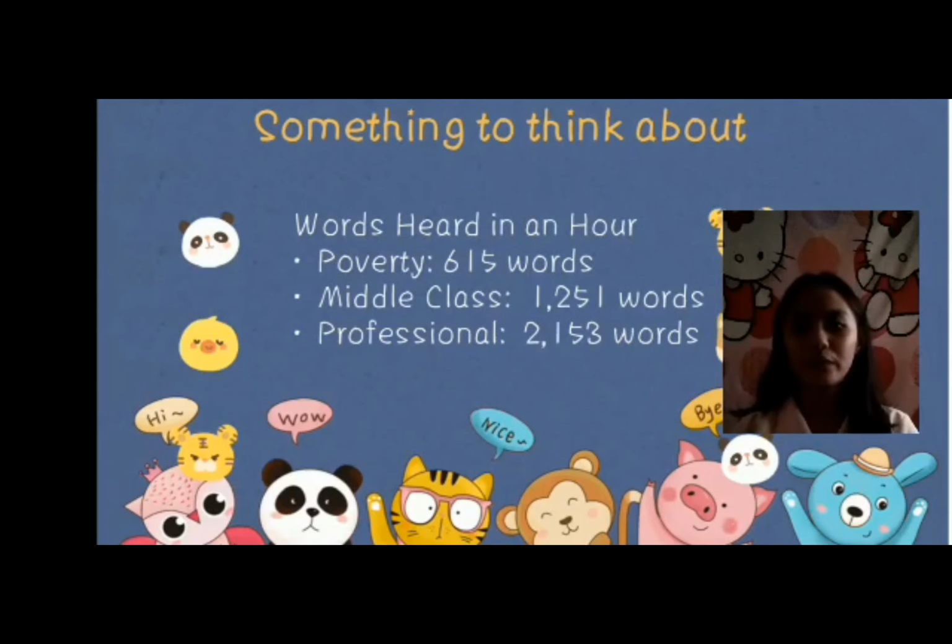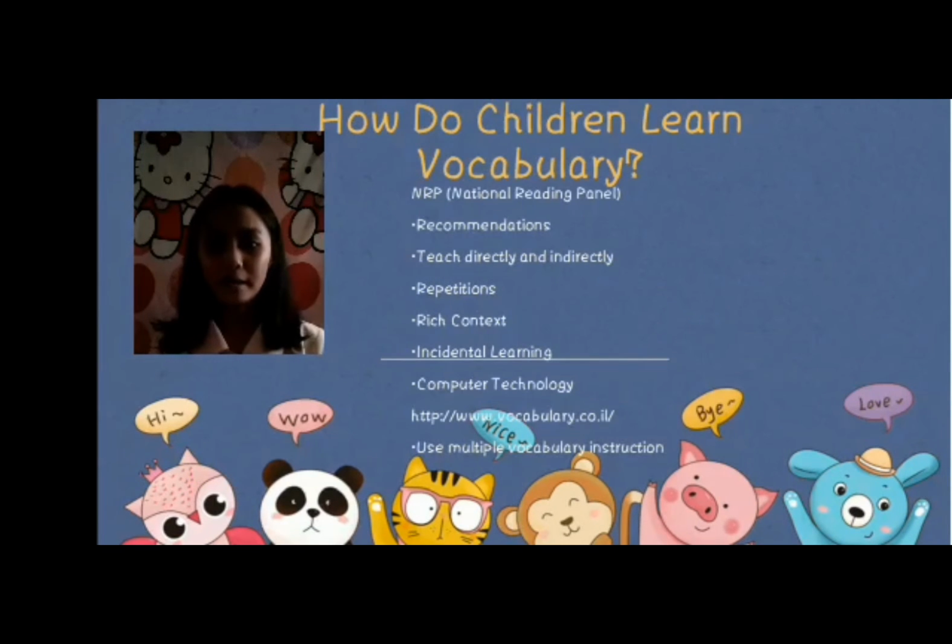To think about words heard in an hour, in poverty we have 615 words, while in the middle class we have 1,251 words, and 2,150 words in professional families. Next, how do children learn vocabulary? Here are the recommendations of the National Reading Panel or NRP: teach directly or indirectly, use repetition, teach with context, incidental learning, computer technology, and use multiple vocabulary instruction methods.